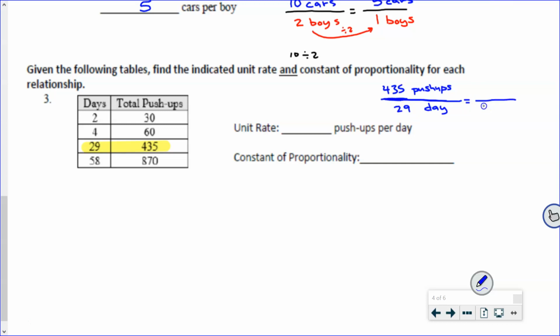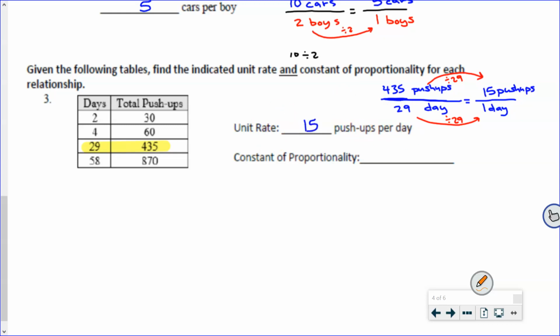But I also want to show my work. And we ask, how does that 29 change to a 1? Divide it by 29. Every number changes to a 1 by dividing by itself. So that means I'm going to take this 435 and divide it by 29, just like it showed in the beginning. And 435 divided by 29 is 15. So the unit rate, push-ups per day, how many push-ups per day?